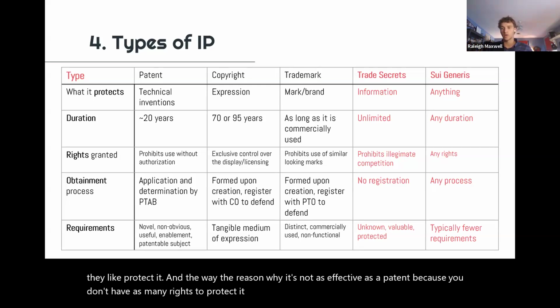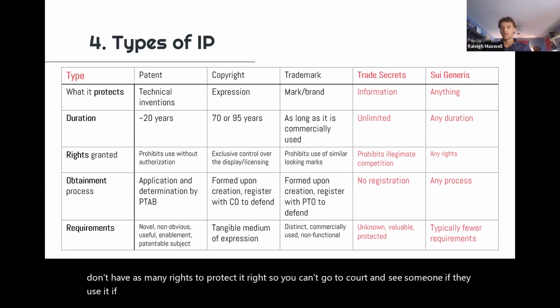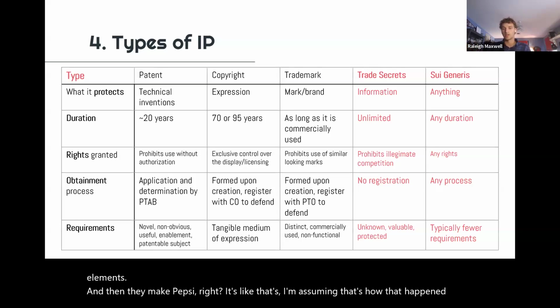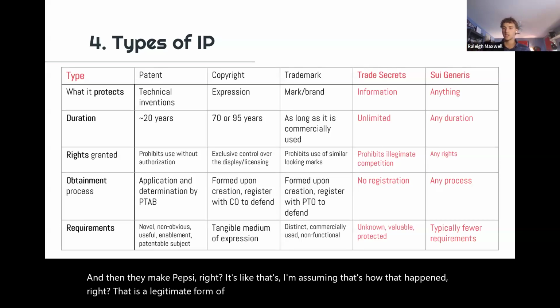You can't go to court and sue someone if they've obtained it via legitimate competition. So if someone buys a Coca-Cola bottle and takes it to a chemistry lab and breaks down all the elements and then they make Pepsi, right? I'm assuming that's how that happened, right? That is a legitimate form of competition, so I cannot sue that company. That's why Pepsi exists.